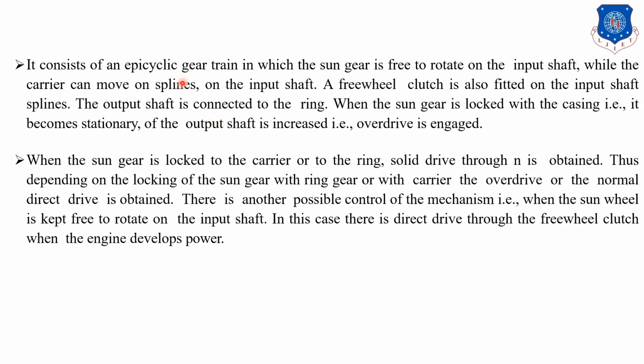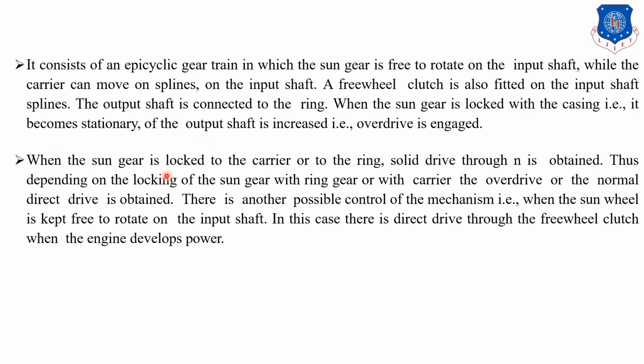or we can say our overdrive gear train. It consists of an epicyclic gear train in which the sun gear is free to rotate on the input shaft, while the carrier can move on a spline on the input shaft. A free wheel clutch is also fitted on the input shaft spline, and the output shaft is connected to the ring gear. When the sun gear is locked with the casing, that is, it becomes stationary, the speed of the output shaft is increased, and that is overdrive engaged. So we get an overdrive engagement.